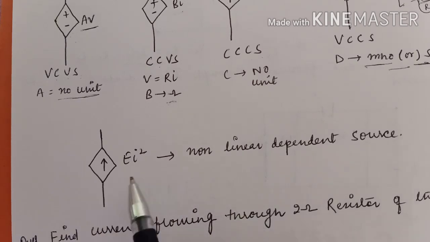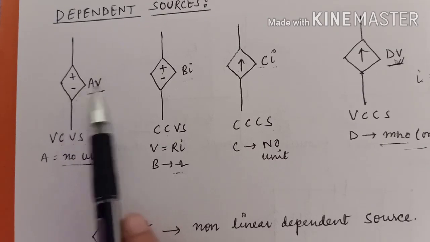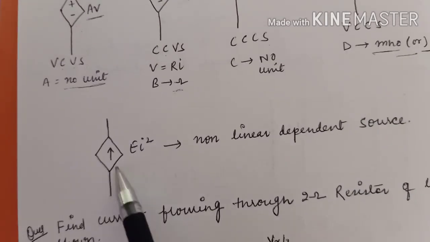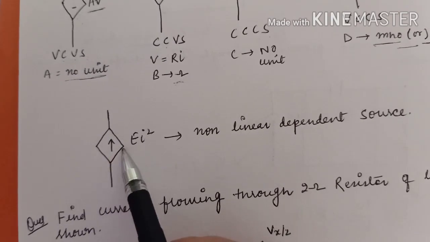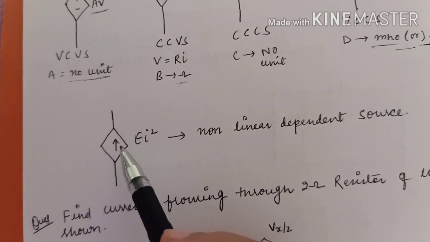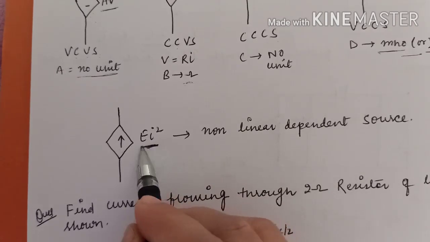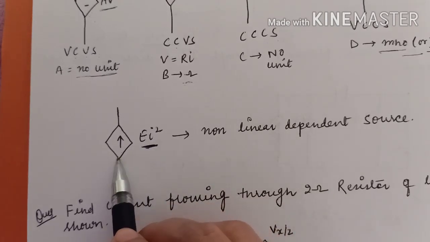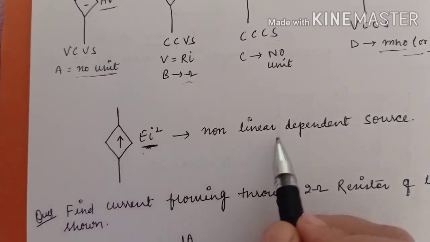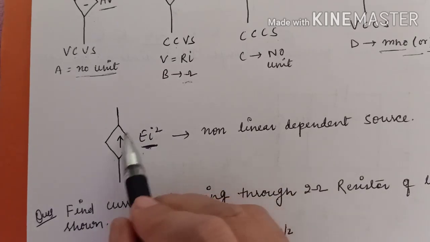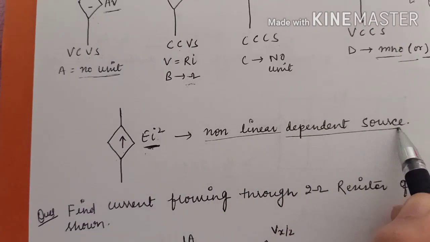Now let's see about the non-linear dependent source. These dependent sources were depending linearly with respect to current and voltage. Now see here, this is your dependent source because it is in the form of diamond shape, and this is a symbol of current. So this is your current source, and this current source is depending on this I square. Clear? So this is your current control or current dependent current source, but this source is non-linear because it is not depending linearly, it is depending non-linearly. So that's why this is your non-linear dependent source.